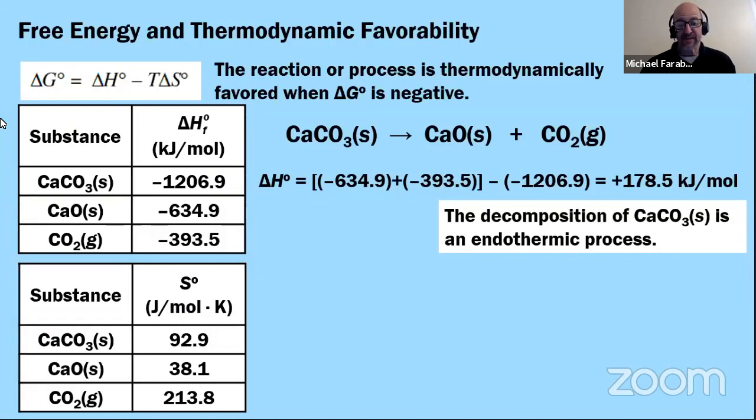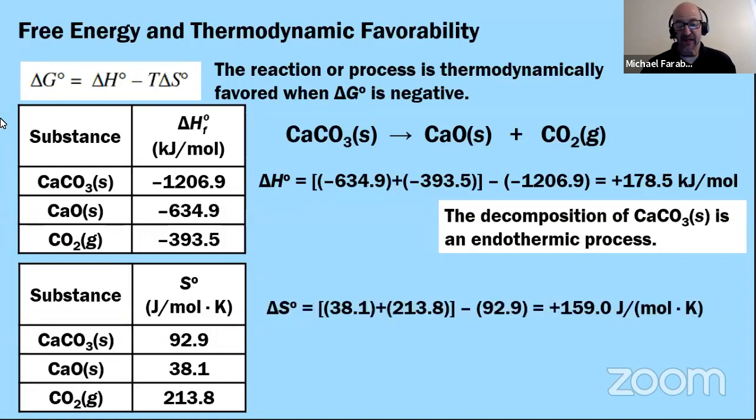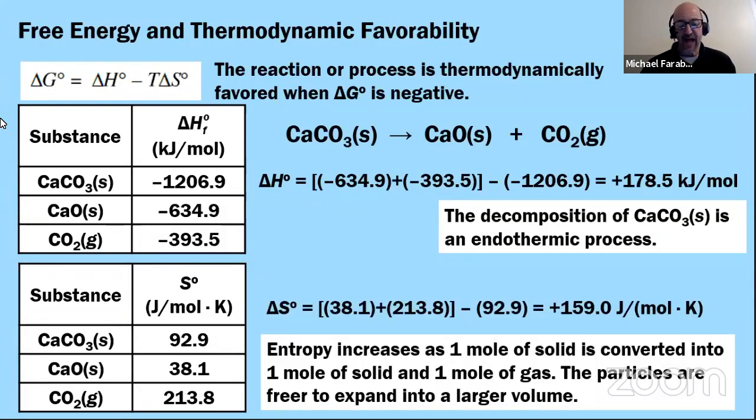We're going from 1 mole of solid to 1 mole of solid and 1 mole of gas. Now, gas has typically more entropy than a solid because the particles are freer to move around. There's more arrangements of gaseous molecules than solid particles. So I would predict that the delta S is positive, and that's what happens when I do this math. So I did products minus reactants using the numbers in the table on the left. Entropy increases as 1 mole of solid is converted into 1 mole of solid and 1 mole of gas. The particles are freer to expand into a larger volume.